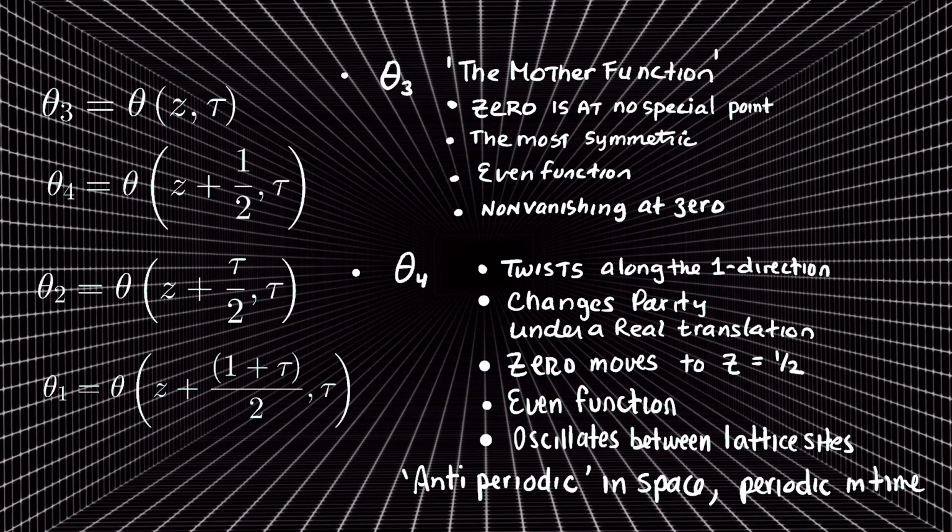As a breakdown of each of these functions, theta 3 is our mother function. The 0 is at no special point. The most symmetric function, it's an even function, and it's non-vanishing at 0. Theta 4 twists along the one direction, changes parity under real translation, and its 0 moves to the value of 1/2. It's an even function, but it oscillates between lattice sites.